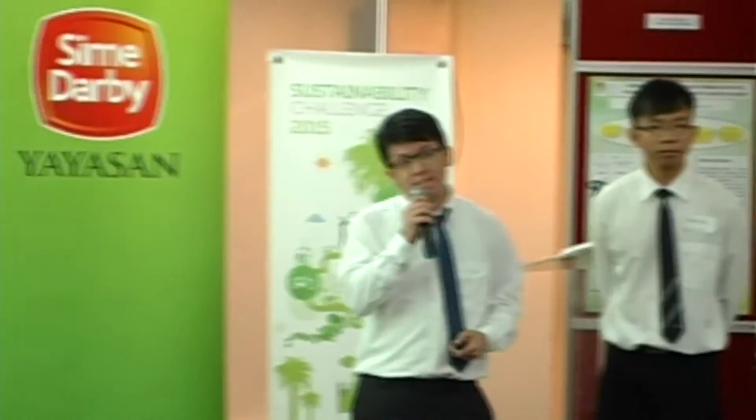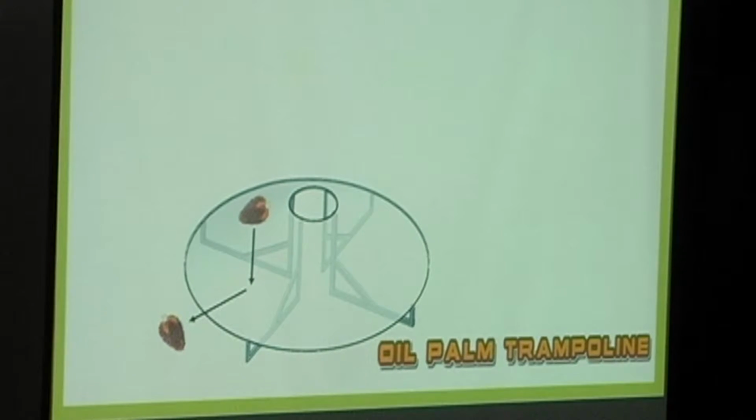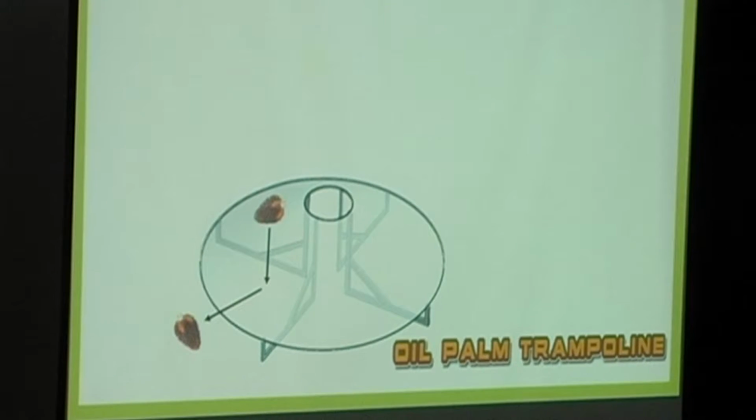Thank you, Mr. Kai Xiang. And I will explain about the second design. So this is called the oil pump trampoline. It's basically the same as a trampoline, just that the platform is designed at a 45-degree angle, so that the fruit will fall onto the platform and it will absorb the vertical velocity and reduce the impact due to collision.